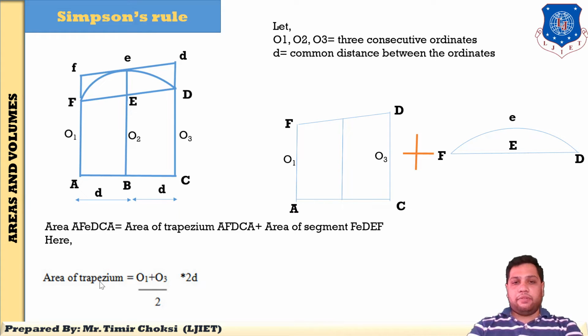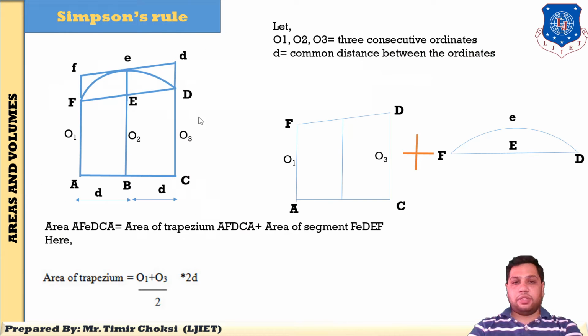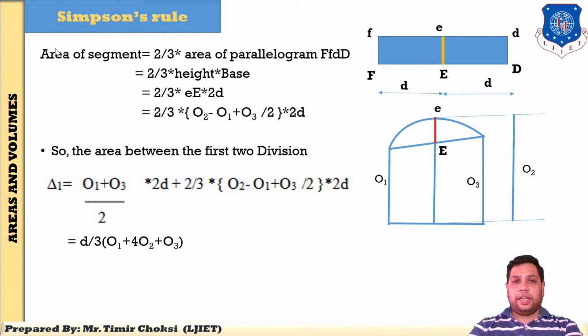Now part 1, the area of the trapezoid. You already know this formula. When you find the trapezoidal area, first ordinate plus last ordinate, meaning O1 plus O3, divided by 2, into 2D. Why 2D? Because this is D plus D, so you directly write 2D. Now you have the area of the trapezoid, meaning trapezium. Now you have to find the area of the segment. The area of the segment, you know, is 2 by 3 into the area of the parallelogram. You must remember this equation. You have already studied it in mechanics of solids or in 10th-12th standard.